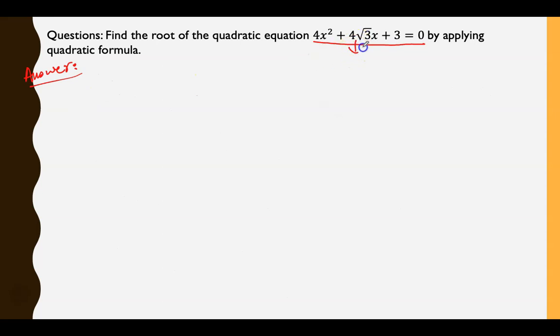Okay, so firstly tell me the value of a, b and c. So a is 4, b is 4 root 3 and c is 3. Very nice. If any of you get the same answer, I'm proud of you, my child. You are very near to your success. Okay, so x is equal to minus b... let me write the formula as well, because I think many of you must not be remembering the formula till now.